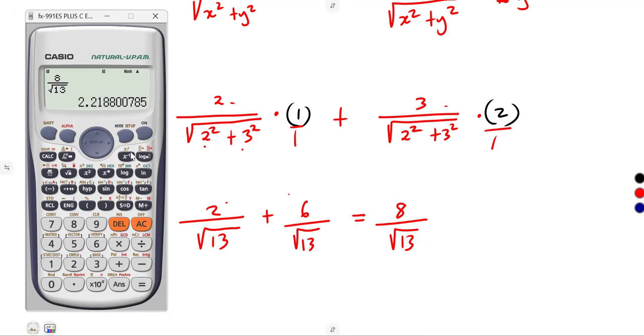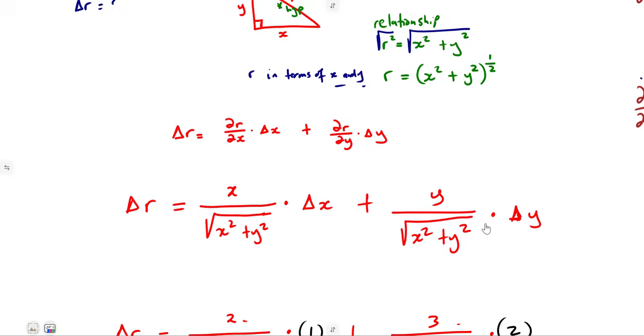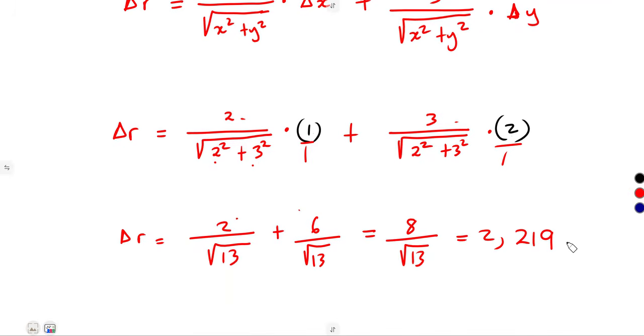That is 2.219 to 3 decimal places. We can even fix our calculator: press shift setup, press 6, then press 3 for 3 decimal places. So that's it, 2.219. And the units are in millimeters, as the other dimensions are in millimeters. So that was the change that happened in the length of the hypotenuse from the given information.